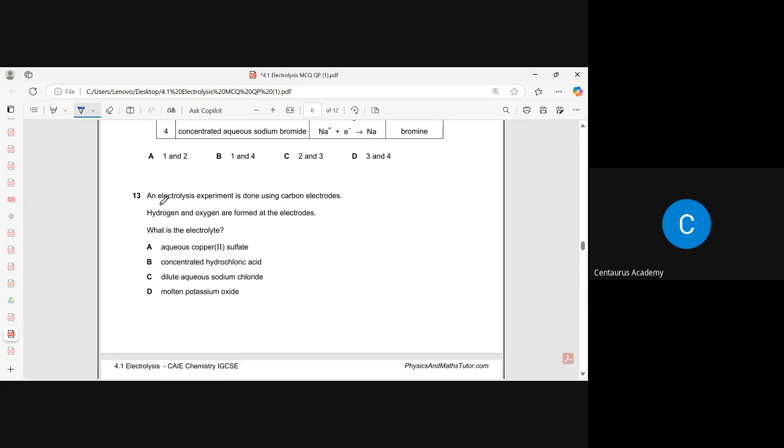They've asked you, an electrolysis experiment is done using carbon electrodes. Hydrogen and oxygen are both formed at the electrodes. What is the electrolyte? Now you have to find out which electrolyte you think is the most suitable one.